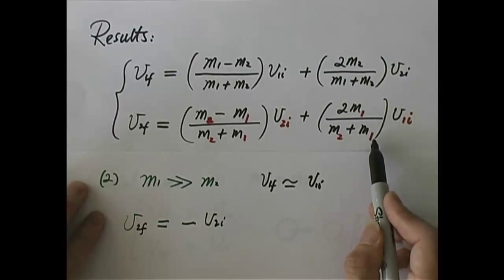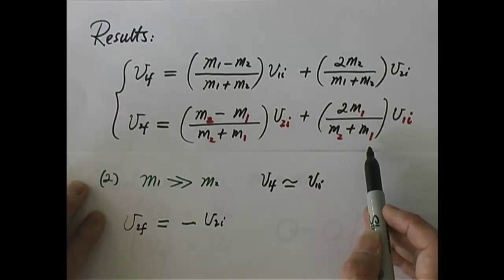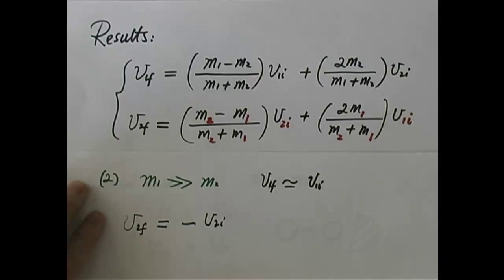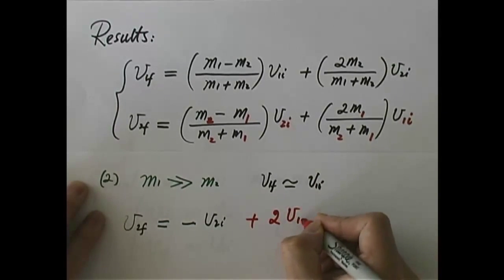Don't forget, there is a next term here. Again, m1 is far greater than m2, so we can ignore that m2 here. So this parenthesis is not equal to 0 anymore. It is equal to about 2, because there's a 2 here. Now this is the interesting part: plus 2v1 initial.